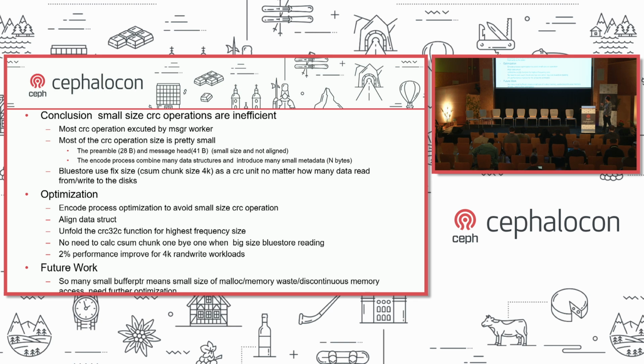We can see there are so many small size CRC operations. It means there are many small size buffers here, and it means there are many small size memory mallocs, and maybe memory waste. And there are many discontinuous memory accesses, which is not efficient for the CPU cache line. So maybe we can do further optimization. Thank you.